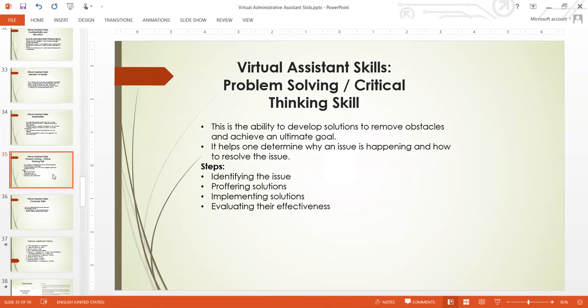Another one here is critical thinking and problem solving skills. This is the ability to develop solutions to remove obstacles and achieve an ultimate goal. It helps one to determine why an issue is happening and how to resolve the issues. So as a virtual assistant, you should be able to solve problems. You should be able to think fast and respond to issues. And to do that, you must first identify the issue, then you provide a solution.